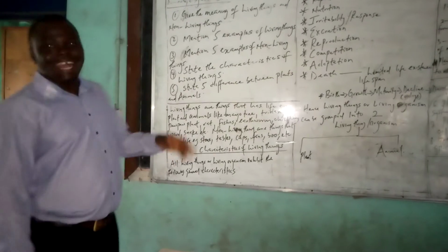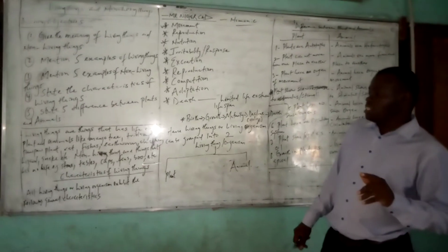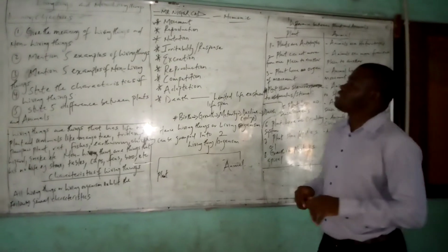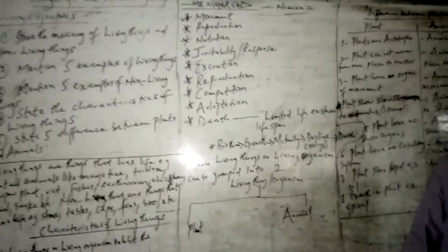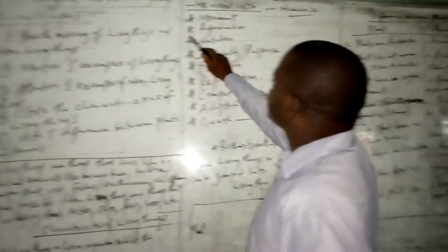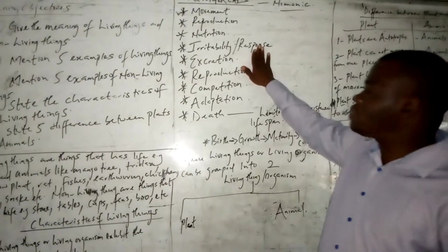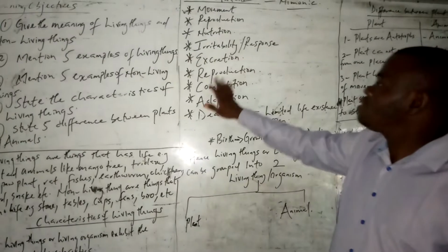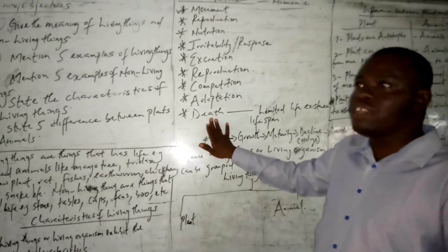Now, what are the characteristics of living things? All living things exhibit general characteristics, and you can use a symbolic word for it. Call it Mr. Niger Car. The M stands for movement, R for respiration, N for nutrition, I for irritability, or you can call it response, E for excretion, R for reproduction, C for competition, A for adaptation, and D for death.